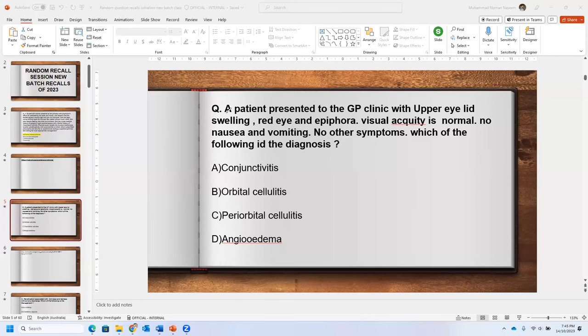All right. A patient presented to a GP clinic with upper eyelid swelling, red eye, and epiphora. Visual acuity is normal, so pay very good attention here. There is no nausea and vomiting. They have basically given you the diagnosis. No other symptoms. Which one of the following is the diagnosis? Conjunctivitis, orbital cellulitis, periorbital cellulitis, or angioedema?